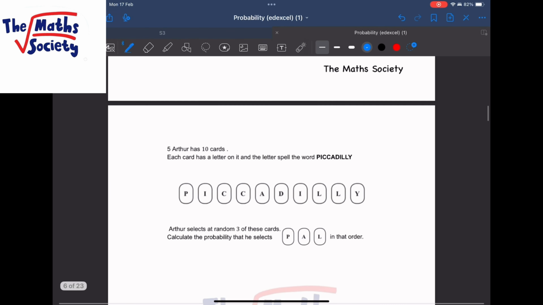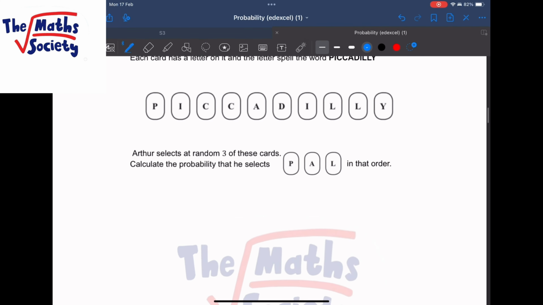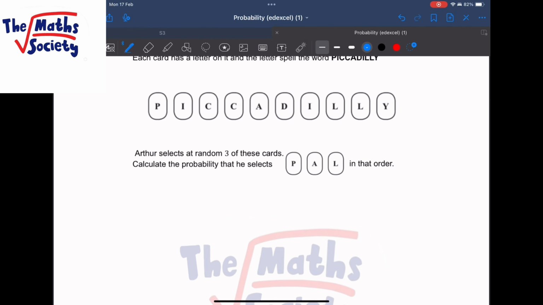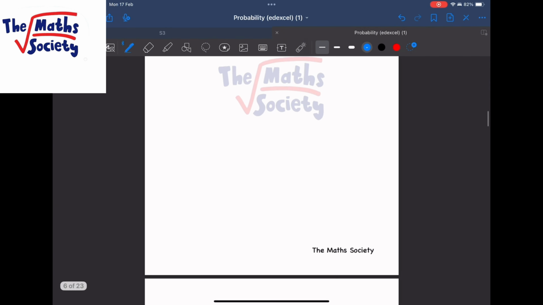Okay, so number 5, Arthur has 10 cards. Each card has a letter on it that spells the word Piccadilly. So Arthur selects at random 3, calculate the probability that he gets PAL in that order. So we know that we have 10. P, right? 1 by 10, multiply 1 by 9, multiply L, we got 2, so that's 2 by 8. Should get 1 by 360. Yep.